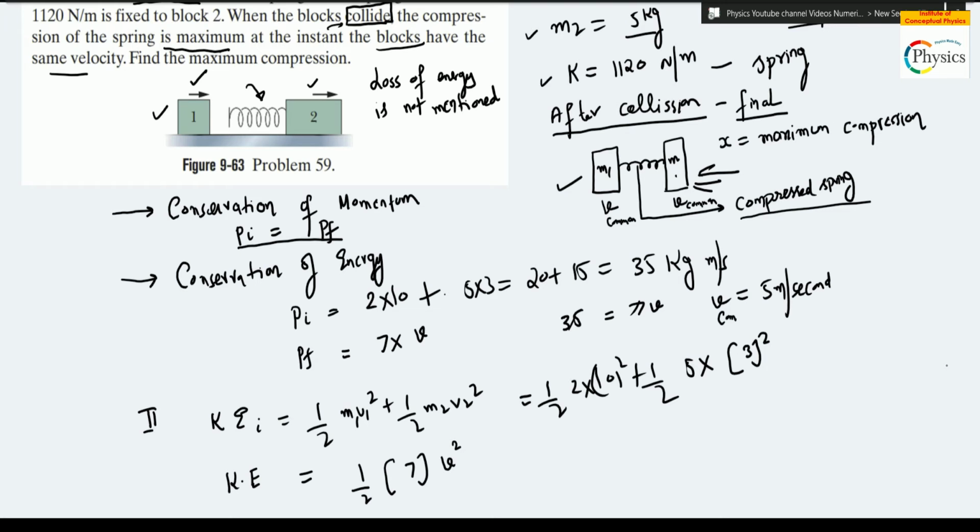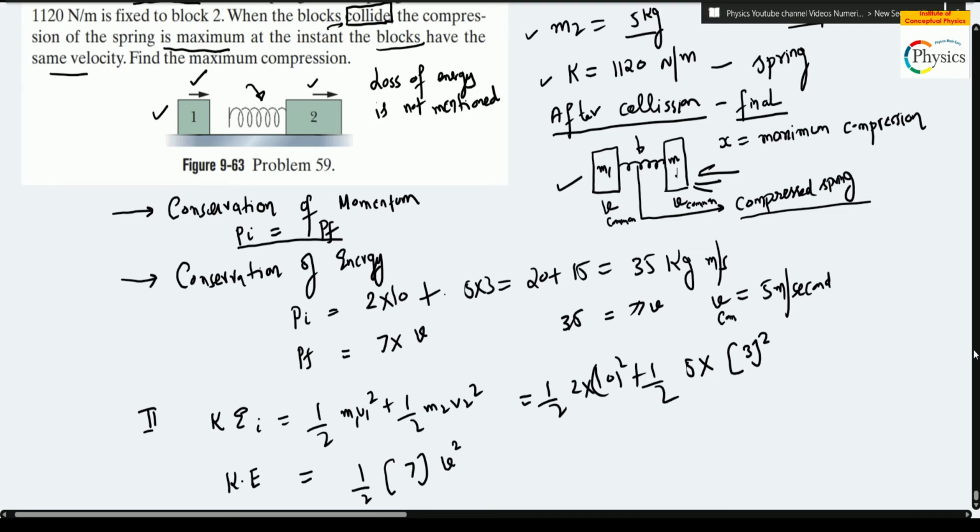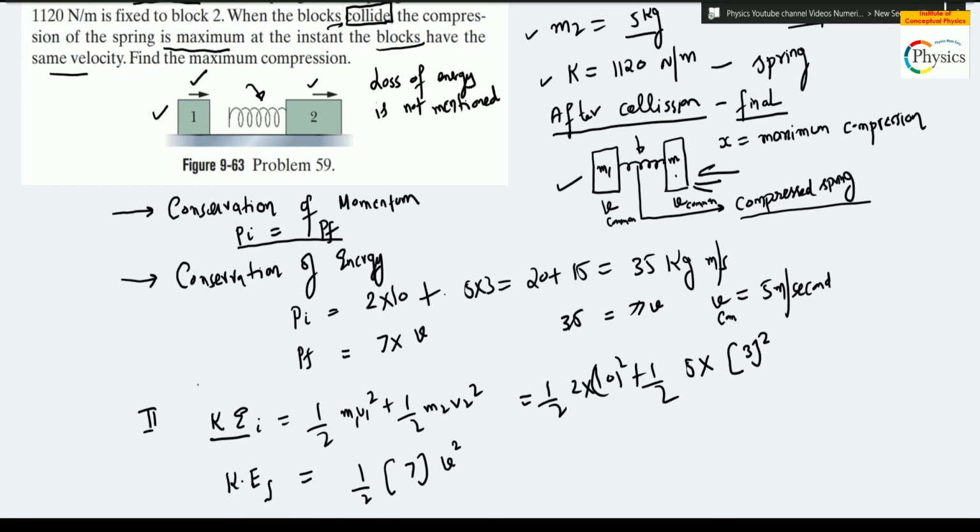And just remember one thing, you have a spring which gets compressed, right? So your initial kinetic energy will not be equal to final kinetic energy, because a part of the initial kinetic energy gets converted to the final kinetic energy, which I've just written. And additionally, it is used for compression of the spring. So the energy stored in a spring during compression is given by half k x square, right?